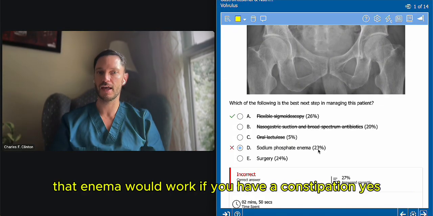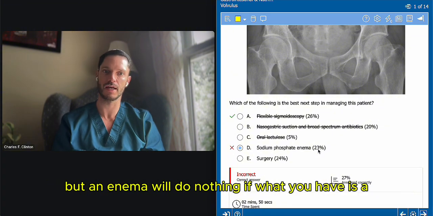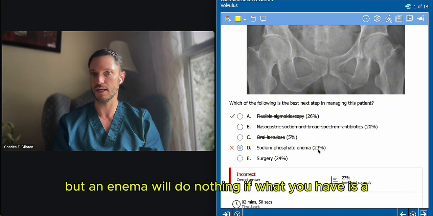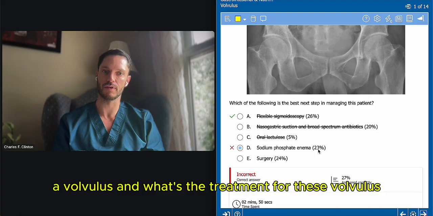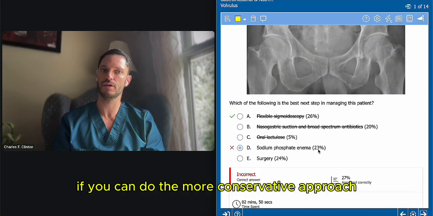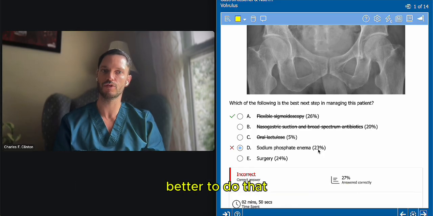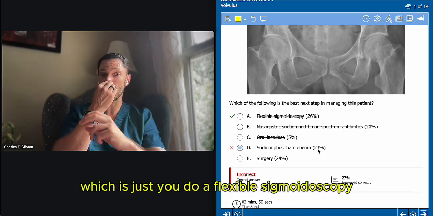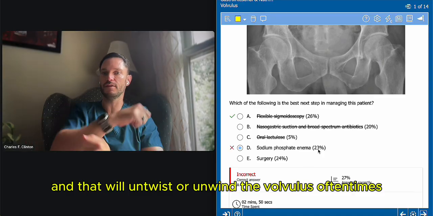So it wasn't an enema. An enema would work if you have constipation, yes, but an enema will do nothing if what you have is a volvulus. What's the treatment for these volvulus? You can do the non-invasive route or the more invasive. Ideally, if you can do the more conservative approach, it's better to do that, which is just a flexible sigmoidoscopy, and that will often untwist or unwind the volvulus.